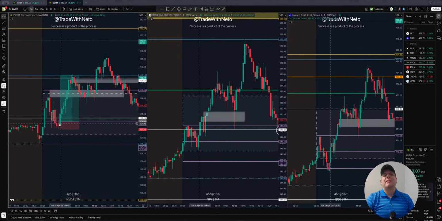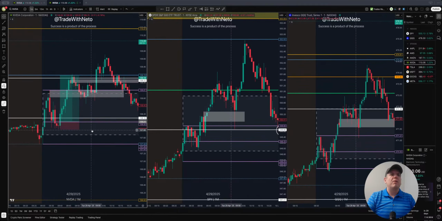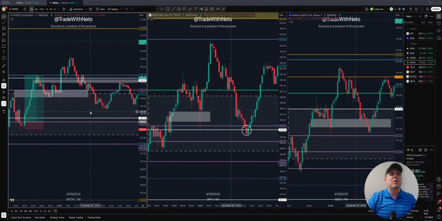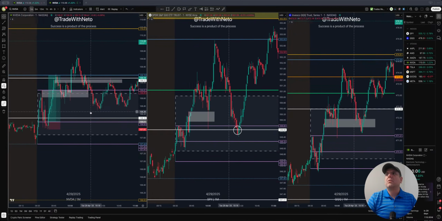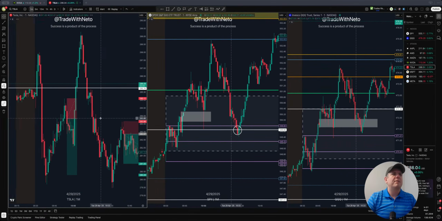I wouldn't take that because that was too aggressive. Not only because it was 9:40, so it was still early in the day, but also because both indices were inside of the first 5 minute opening range. But yeah, congratulations on this trade. Okay, let's go to Tesla.